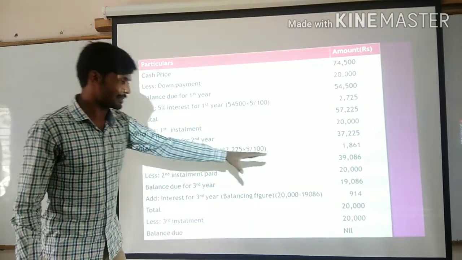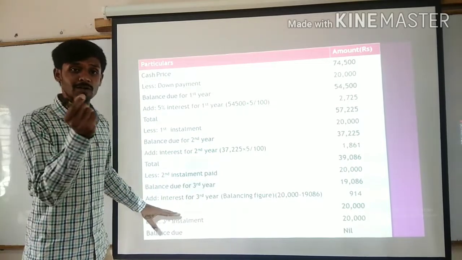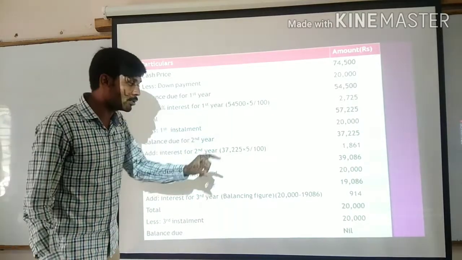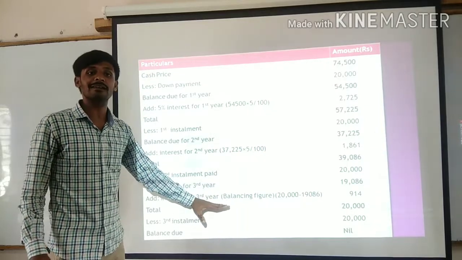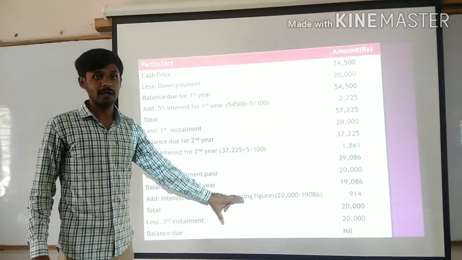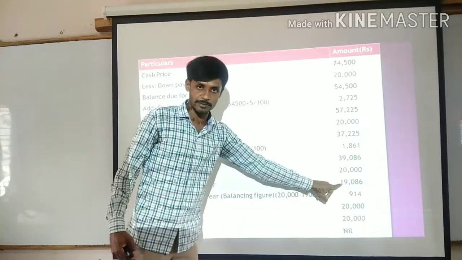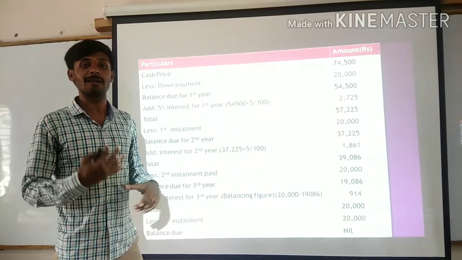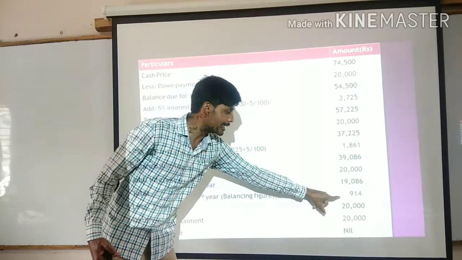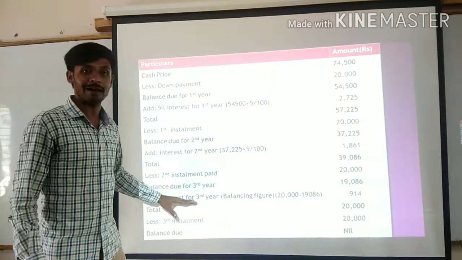Again, if you deduct that, we will arrive at the balance due for the third year. Here, if the rate of interest is given and the installment includes interest, there is no necessity to calculate the last year's interest. We just need to consider it as a balancing figure. How can we arrive at the balancing figure? Here you can see the balance due for the third year is 19,086. For the third year, the installment money we need to pay is 20,000. 20,000 minus this value will give the interest, and that will be the balancing figure. There is no necessity to calculate the interest for the last year.